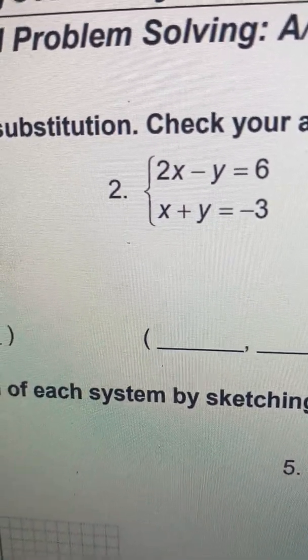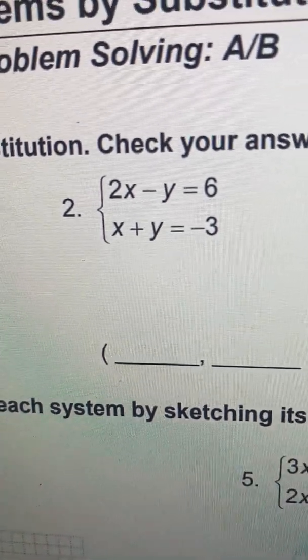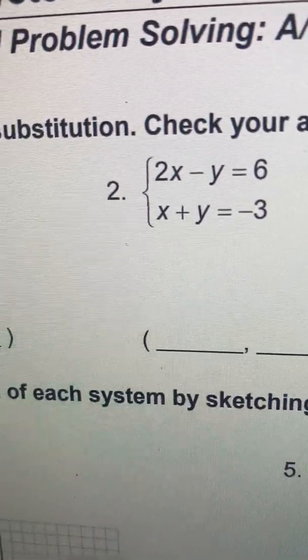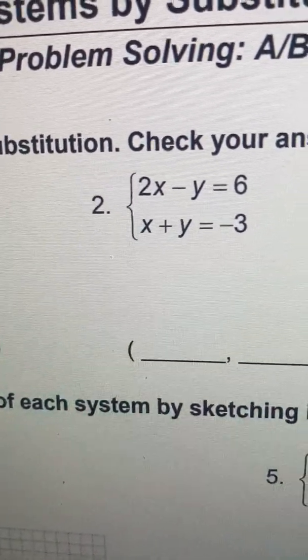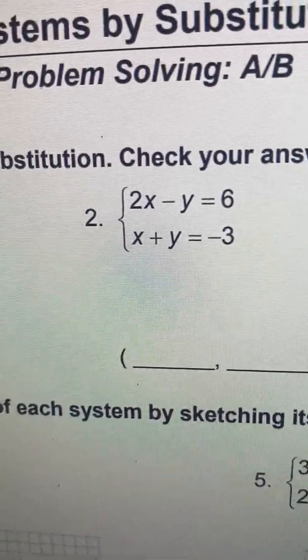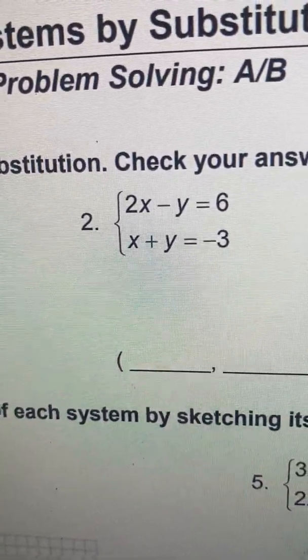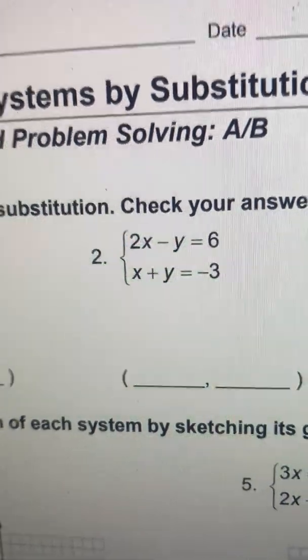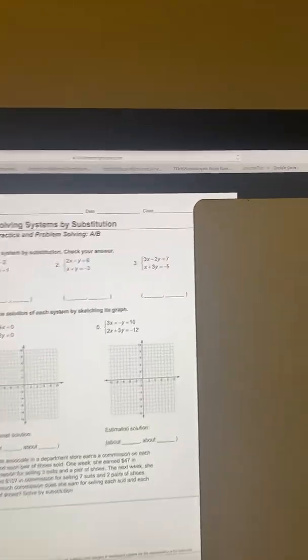It's still got a 2 out in front of it. If I move the 2x to the other side, I still have that silly negative out in front of the y. In the bottom one, if I move the x to the other side, I don't like that negative sign up in front of the y in the top problem. So let's look at it.